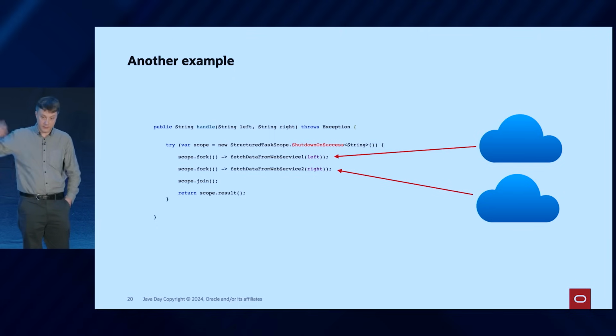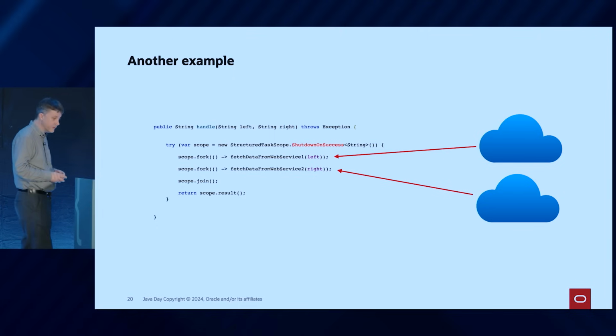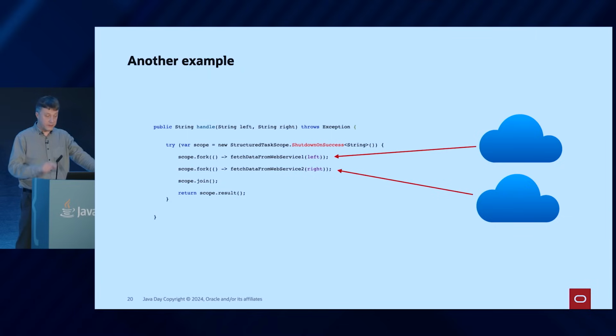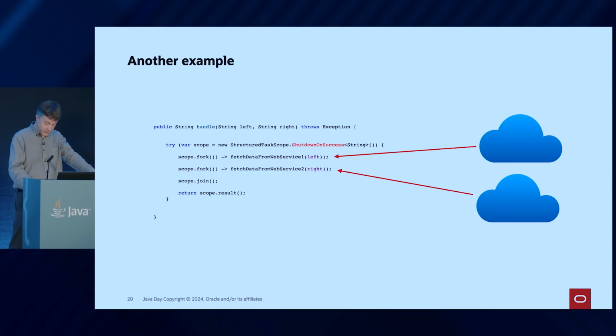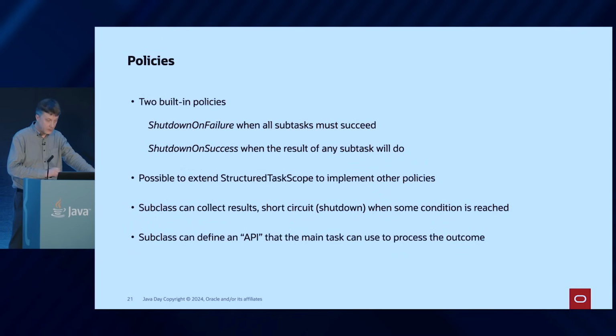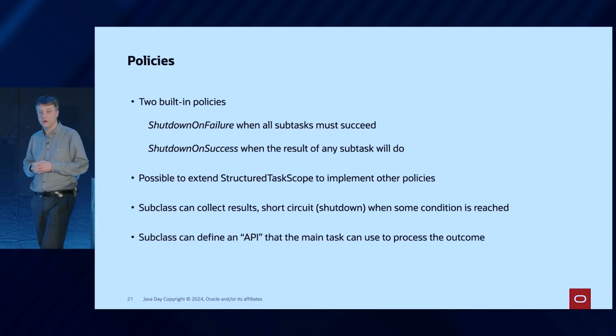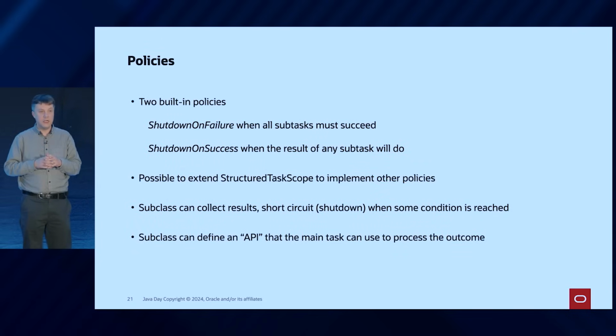So in this example, we're actually fetching from two different remote services. So there are two clouds in this picture. Whichever succeeds first, this will actually cause the join to wake up. The other one will get canceled, and the result will return you the first one, which is actually very useful. So there's two built-in policies in the current preview API, as I said, but you can build your own. And there's many other interesting things you can do once you have something to build on here.